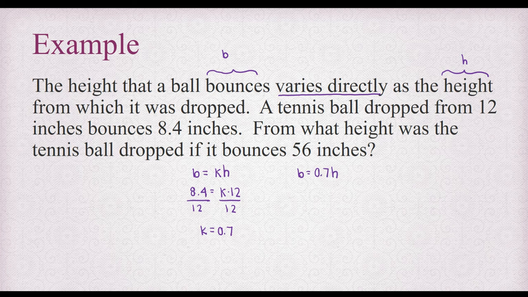So from what height was the tennis ball dropped if it bounces 56 inches? So they're telling me what it bounces. We don't know the height that it was dropped. So to solve for our height, we're just going to have to divide by this 0.7. So it looks like my height was dropped at 80 and my units are inches.